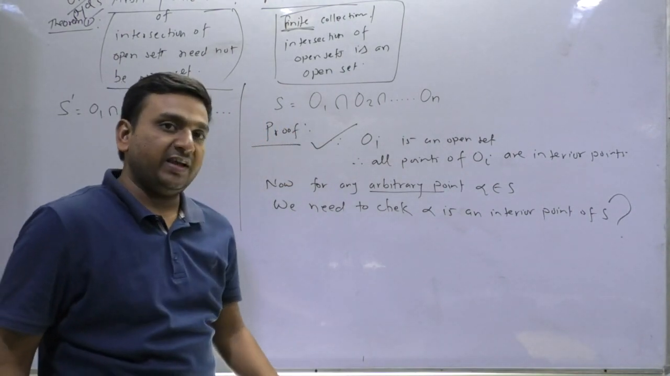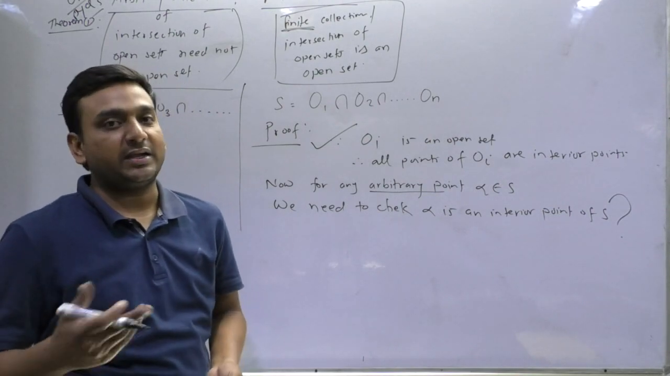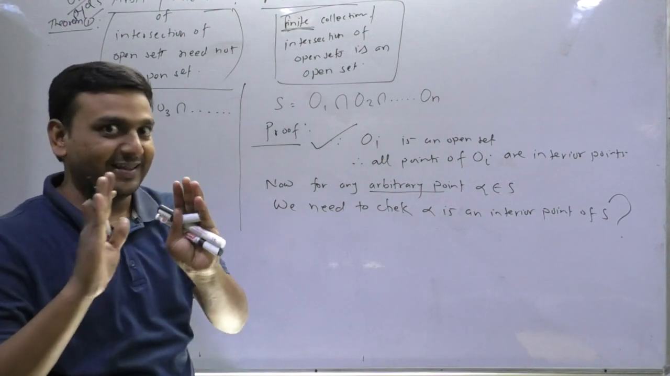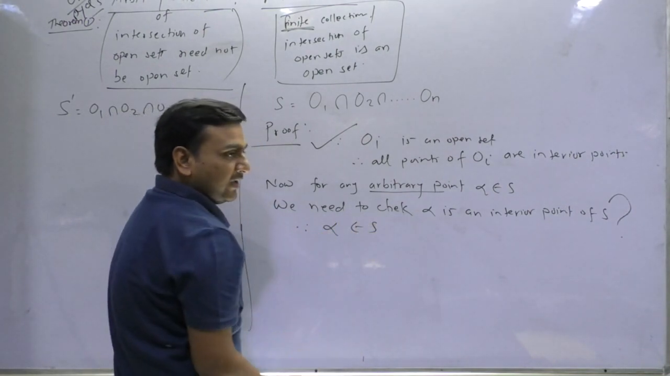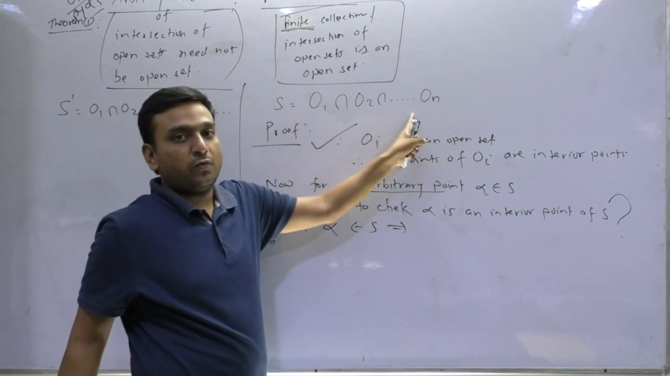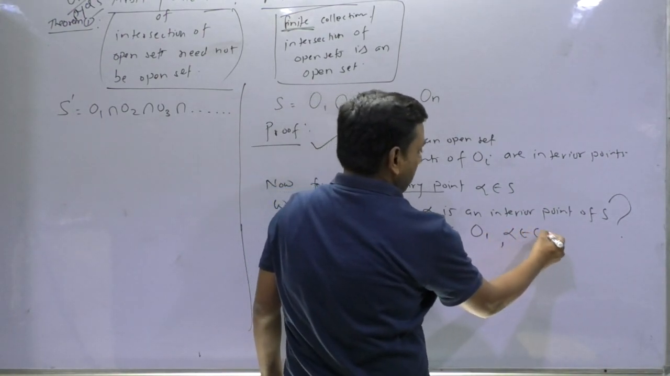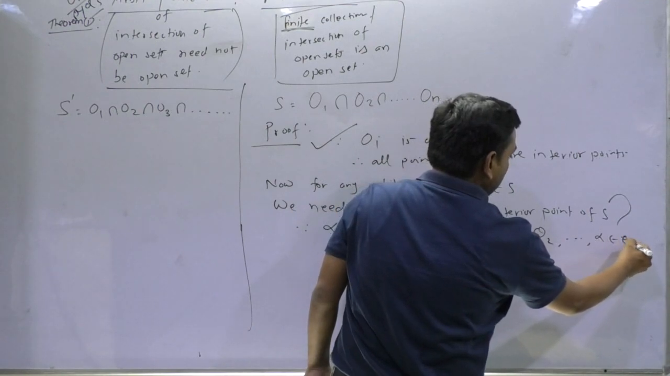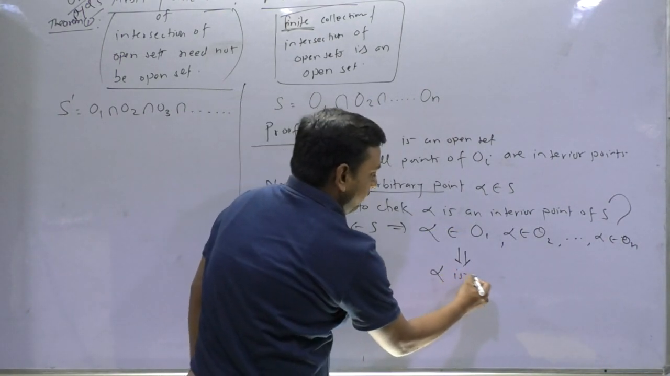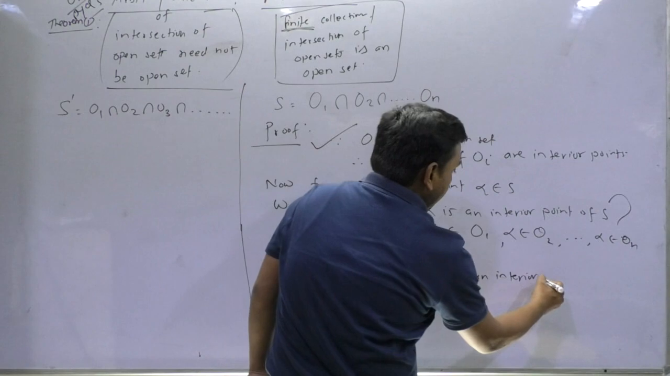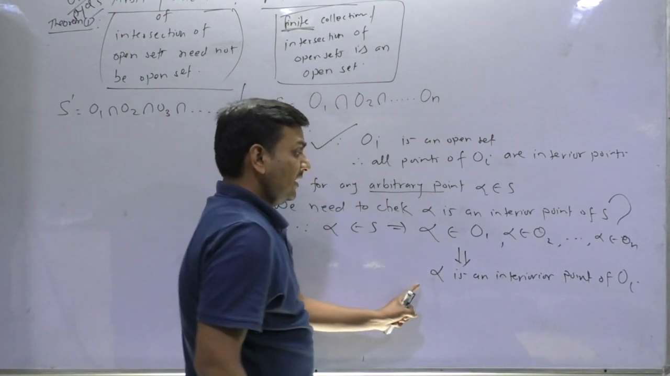If I want to check whether alpha is an interior point of S, then I need to show that there exists an open ball containing alpha and contained in S. Clear? So, since alpha belongs to S, S is what? The intersection of the Oi's. Therefore alpha belongs to O1, alpha belongs to O2, up to alpha belongs to On. If alpha belongs to O1, O2, On, it means alpha is an interior point of each Oi. Alpha is an interior point.